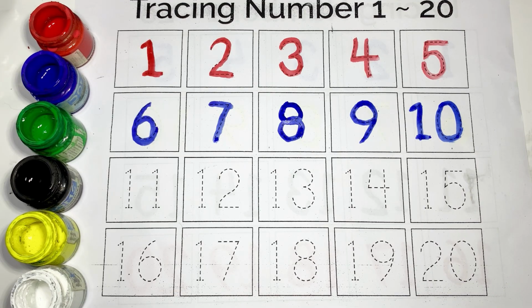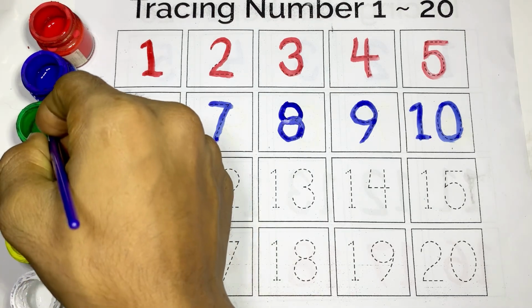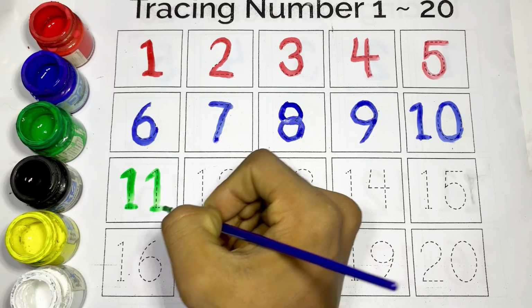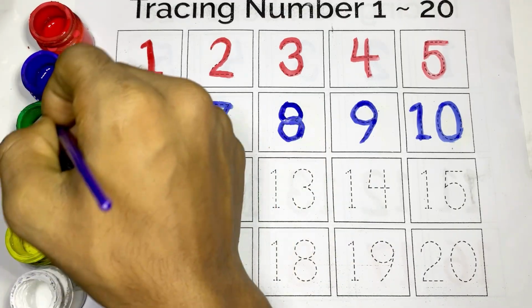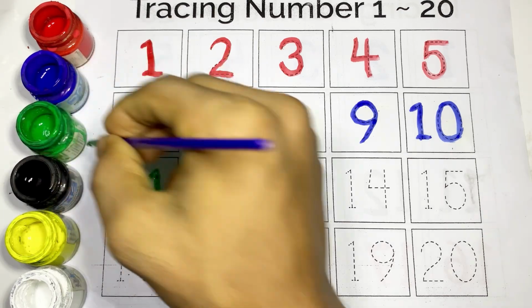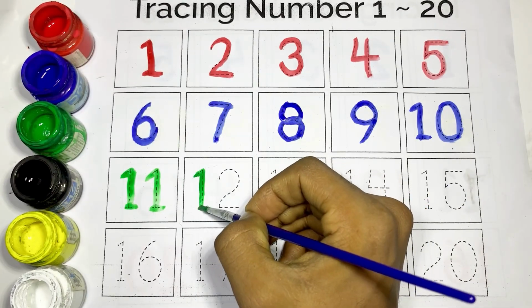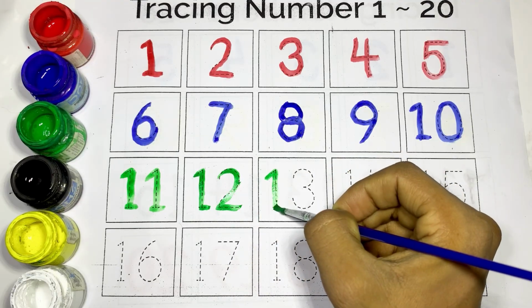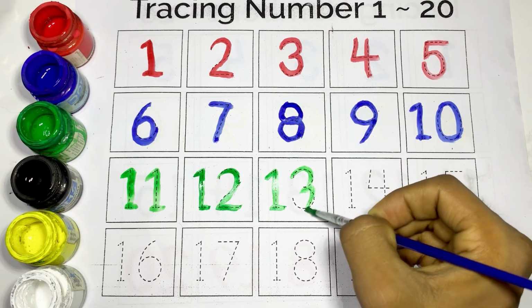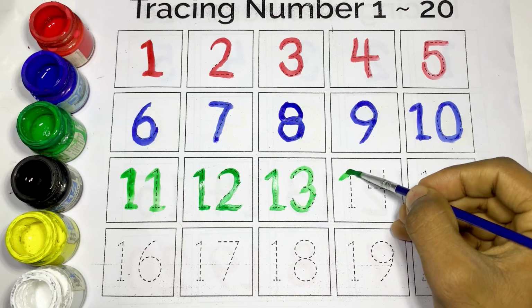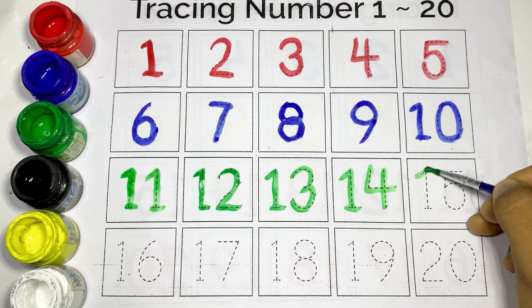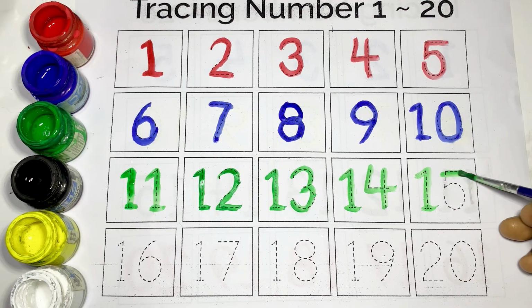Kids, now draw 11. The number 11, and here is green color. Kids, again use green color and draw 12. The number 12. 13. The number 13. 14. The number 14. 15. The number 15.